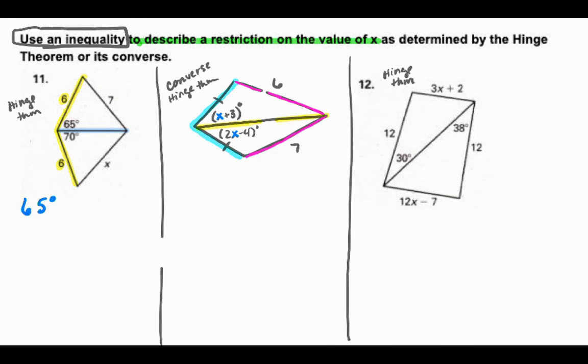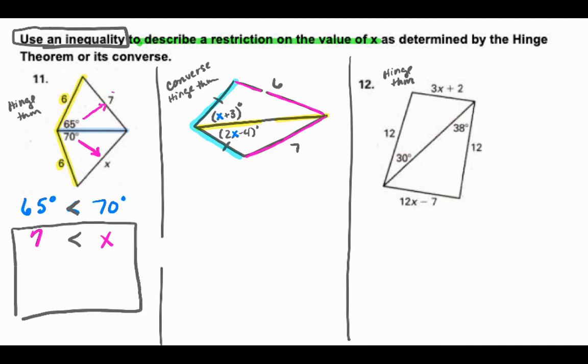65 degrees is less than 70 degrees. And then we get the sides that are opposite them. So opposite the 65 is the 7. Opposite the 70 is the x. And the key to the hinge theorem is to use the same inequality. So now this is the portion that we solve. And there's really nothing else to do to solve this problem. The x is already by itself.